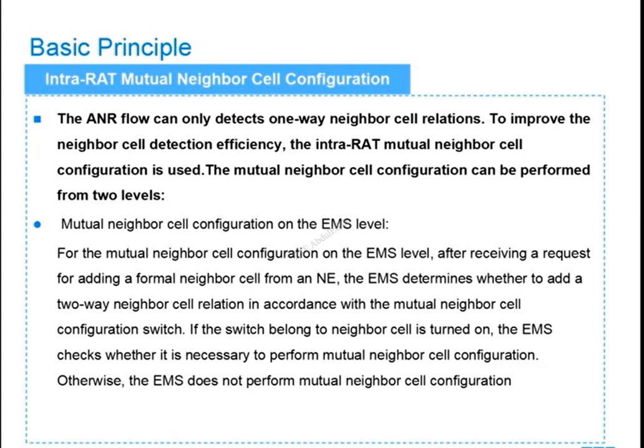Usually the neighbor relation is dual direction. So if we detect one-way neighbor cell relations, this is the ANR function. It only detects one way. In order to improve the neighbor detection efficiency, it can consider the mutual neighbor cell configuration. So it can be performed from two levels. One is configured on the EMS level.